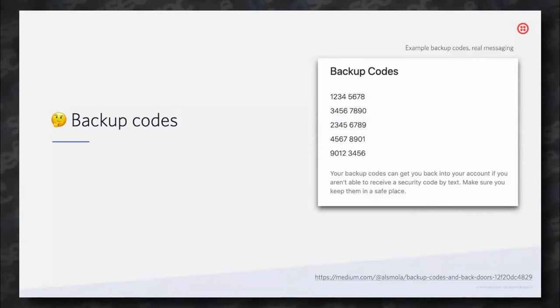This is a screenshot from Instagram. When you set up two-factor authentication, they give you your backup codes. These backup codes are fake, but the messaging here is real. And they don't really give you any useful guidance. They just say, make sure you keep them in a safe place.